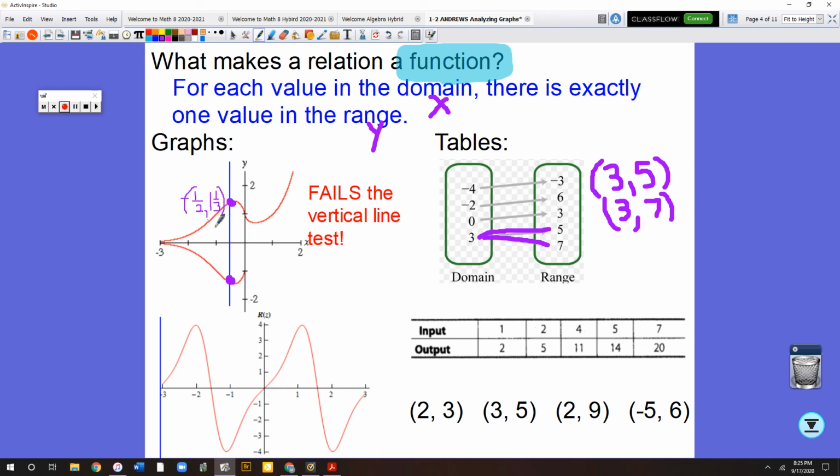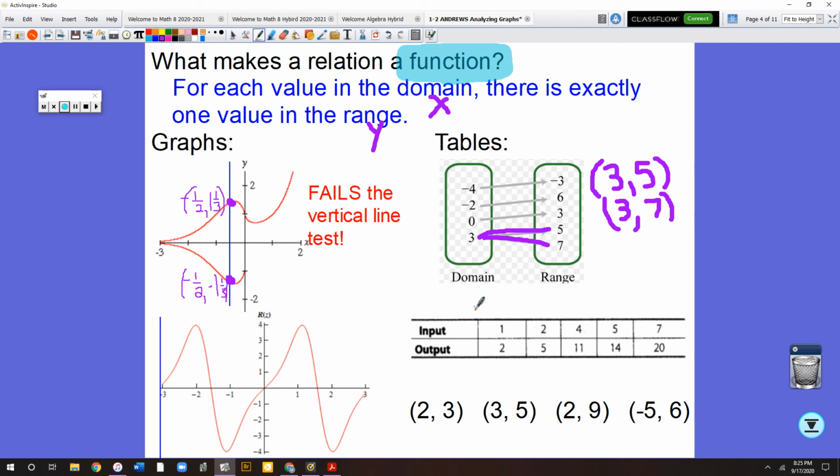This point down here has the exact same x value, negative 1/2, and it has a different y value. I'm going to say negative 1 1/3. This looks about the same, looks symmetrical. Okay, so they have the exact same x value, but two different y values.